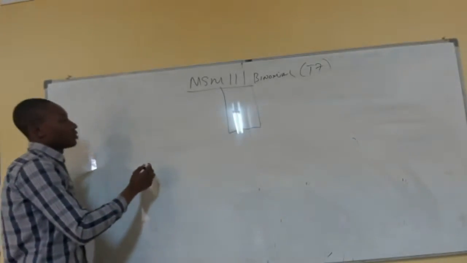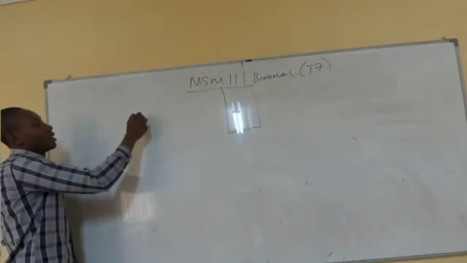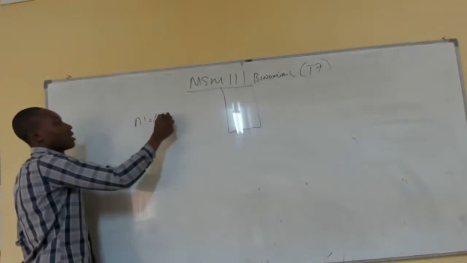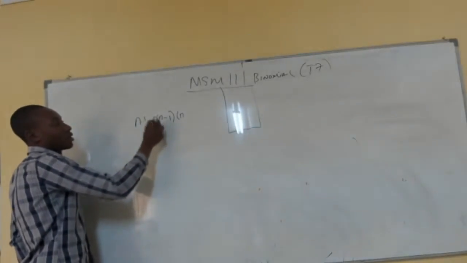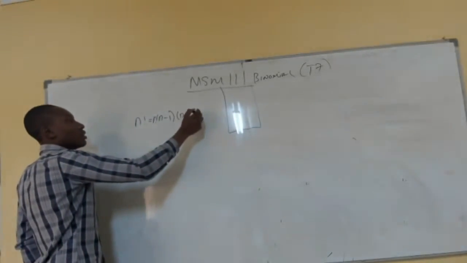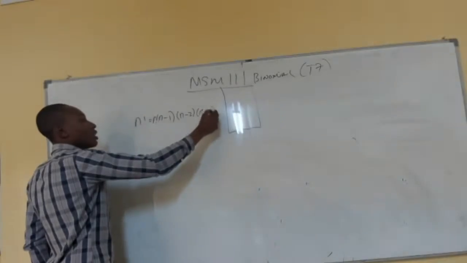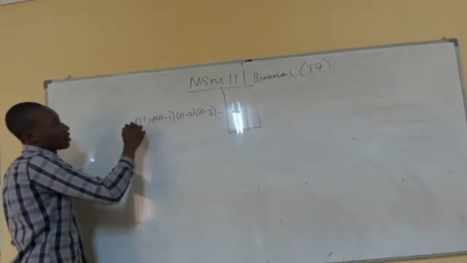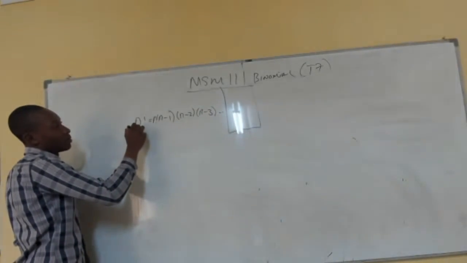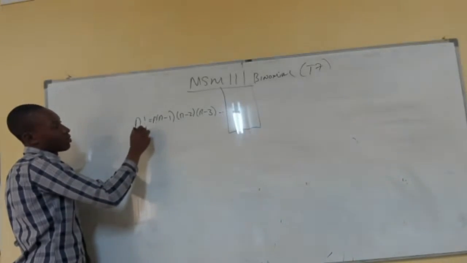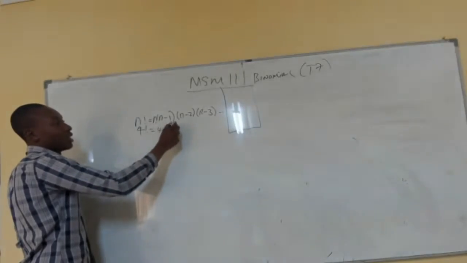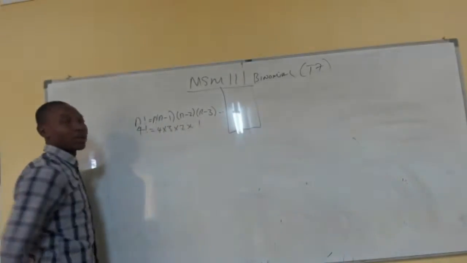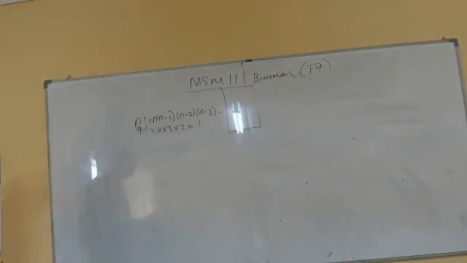Alright, so what we need to first remember is n factorial means n times n minus 1, n minus 2, n minus 3 and so on. So maybe 4 factorial is the same as 4 times 3 times 2 times 1, right? So this is the binomial.